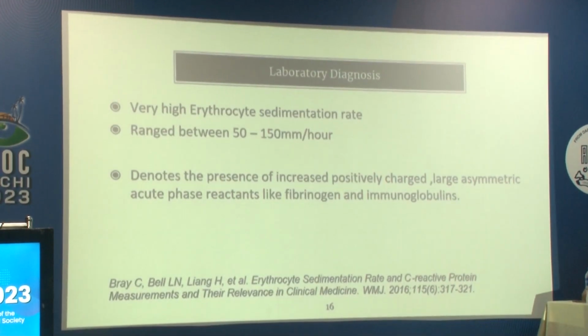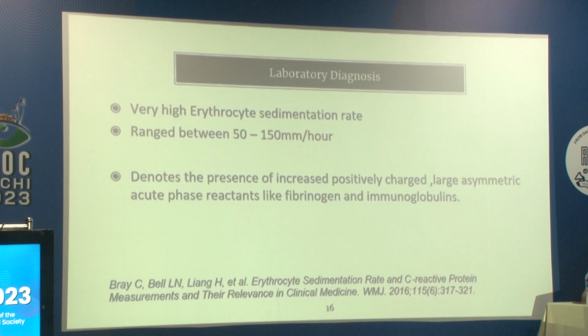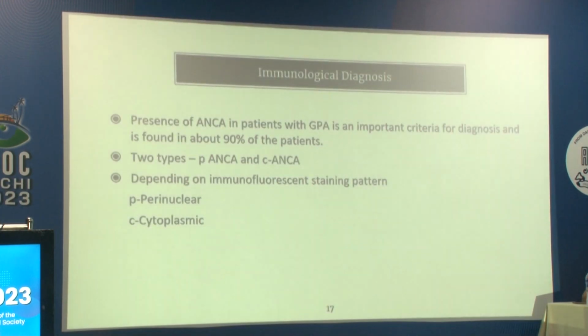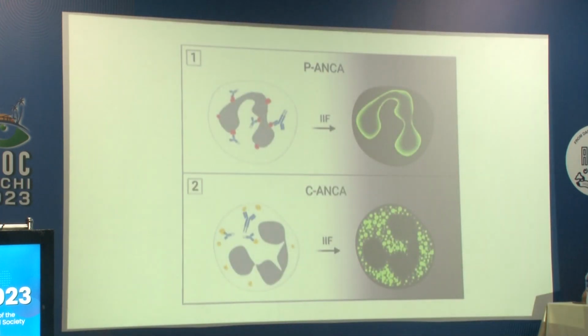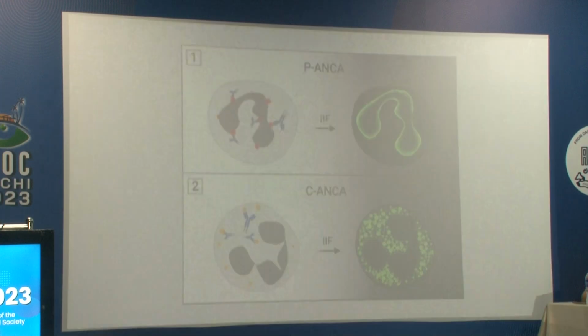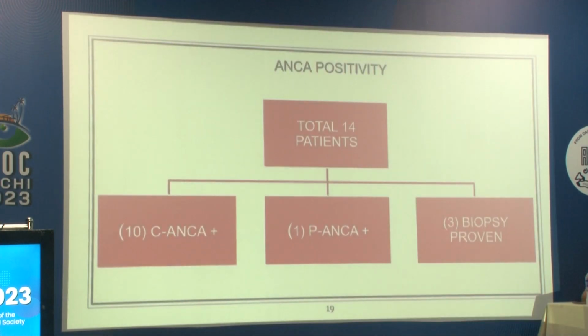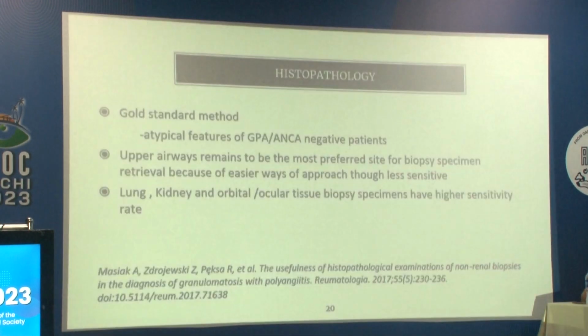On lab diagnosis, ESR was really high in these patients, ranging from 50 to 150 millimeters per hour, depicting the acute phase reactants like immunoglobulins. The hallmark presentation was the presence of ANCA antibodies. There are 2 types, P-ANCA and C-ANCA, depending upon the immunofluorescent staining, perinuclear or cytoplasmic. Ten of our patients were positive for C-ANCA, 1 for P-ANCA, and 3 did not have any ANCA positivity. Yet we should not rule out Wegener's even if ANCA is negative, and it has to be confirmed through biopsy.